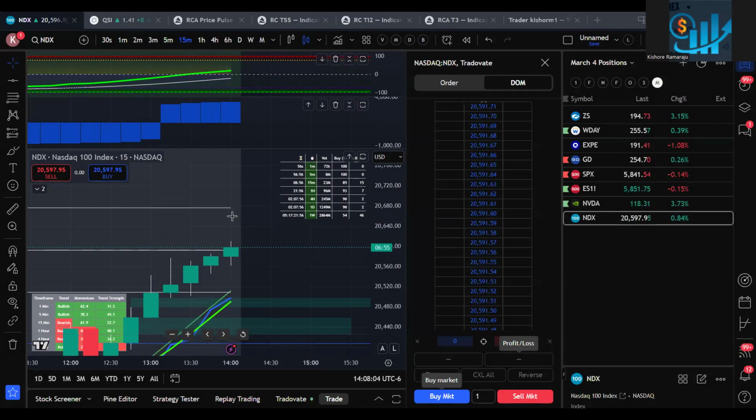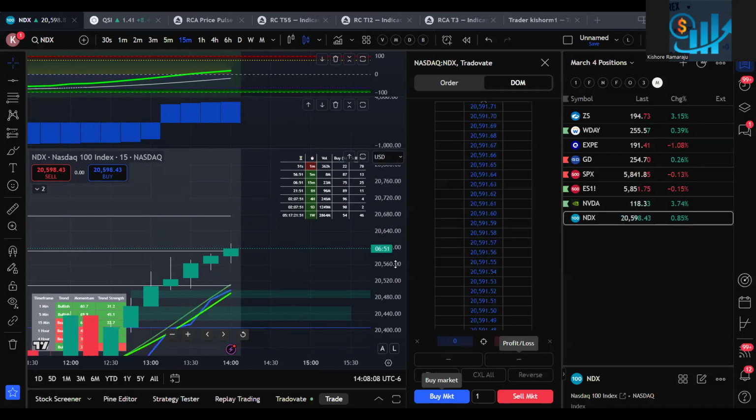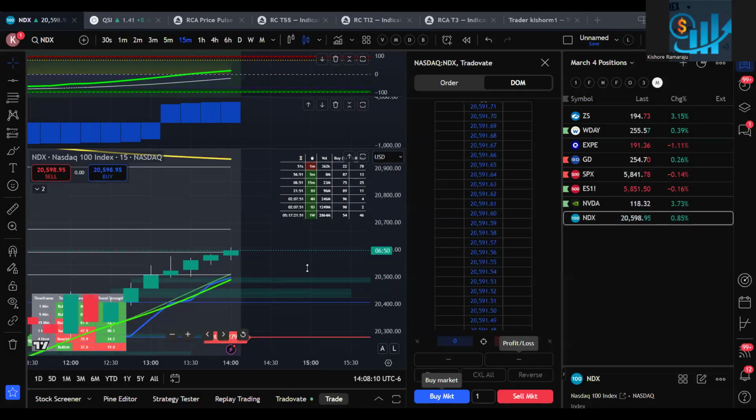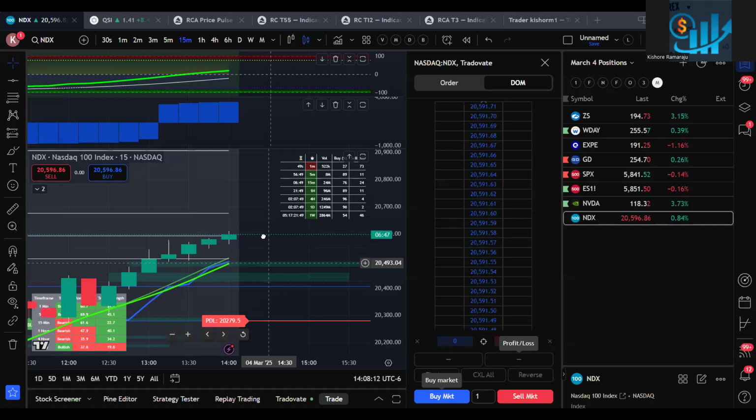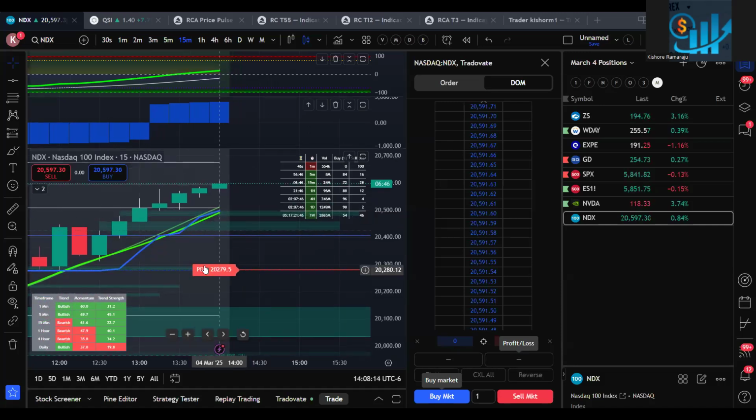So yeah, DX is still looking bullish, but you can do any bull puts below this 2280. If it comes here, this will act as support.